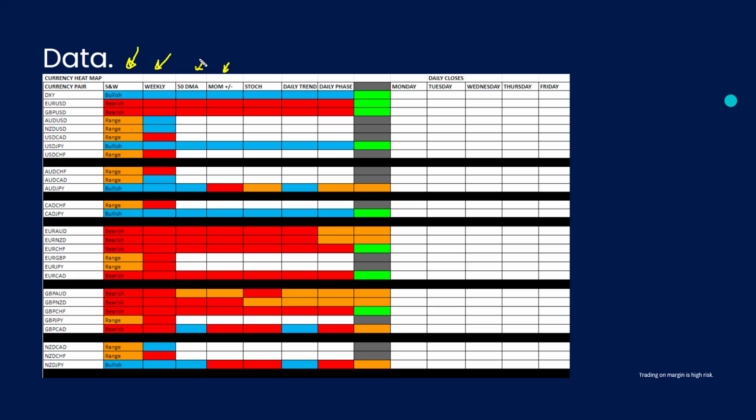So let's say, for instance, on the US dollar index, price is above the 50 MA, and I've put a blue marker here, which is basically telling us that price is moving away from the 50 moving average. If it was moving towards it, I'd be placing a red box in here, because that would tell me that the market is essentially in a pullback phase. The stochastic oscillator as well I include, as well as daily trend and phase.